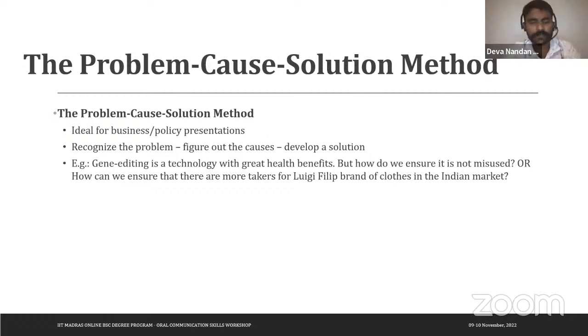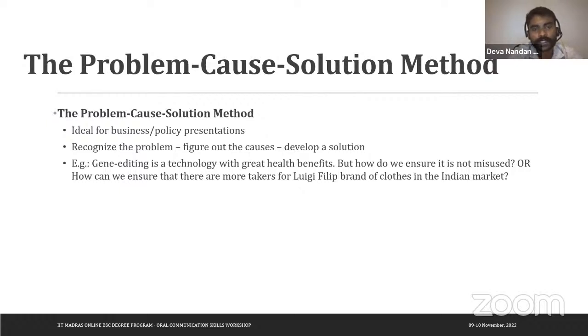Gene editing, again, is one of the examples that we can give: gene editing is a technology with great health benefits, but how do we ensure it's not misused? Or another example that I'll give you here. Again, this is a problem, and we have to find out the causes, and then the solutions. This is a sort of fictional clothing company that I've created out of thin air. How can we ensure that there are more takers for the Louis Philippe brand of clothes in the Indian market? This is the problem statement.